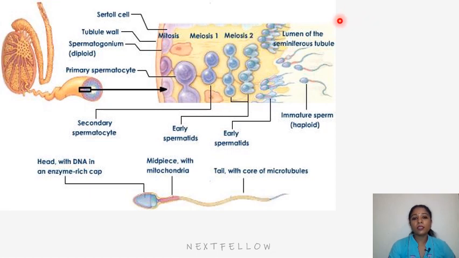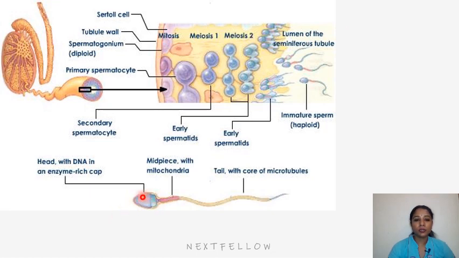Thus from one primary spermatocyte, 4 spermatozoa are formed: 2 with 22 autosomes and 1 X chromosome, that is 22 plus X, or 23X, and the other 2 with 22 autosomes and 1 Y chromosome, so 22 plus Y, that is 23Y.